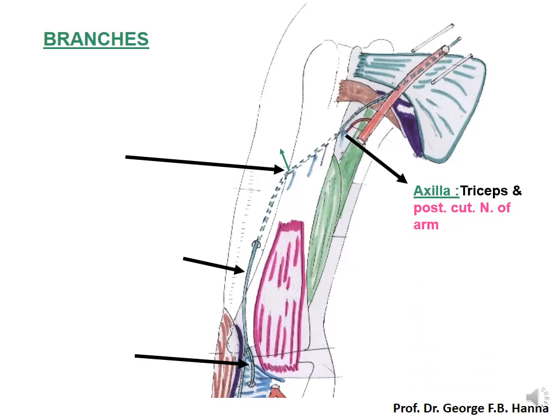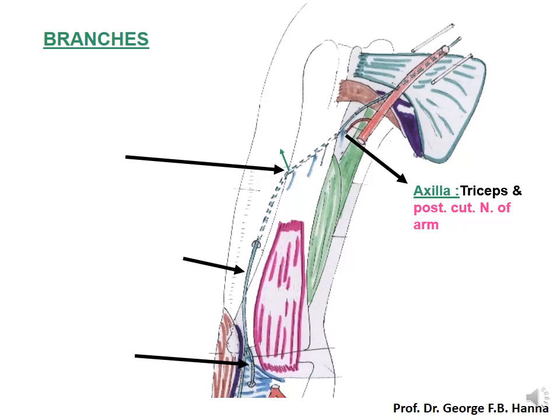So in the axilla, branches from the radial nerve supply the triceps and give rise to the posterior cutaneous nerve of the arm. Of course, we are expecting that the radial nerve, since it arises from the posterior cord, will supply the skin and the muscles of the back of the upper limb. So this is the first cutaneous nerve supplying the back, the posterior cutaneous nerve of the arm, and the muscle on the back of the arm called triceps.